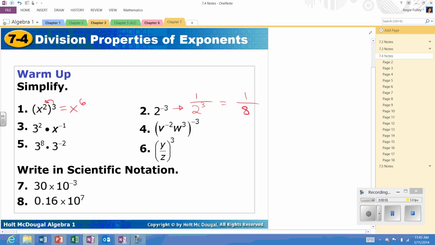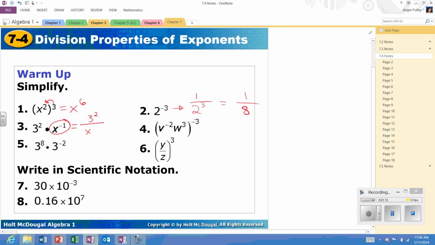Okay, for this next one, we need to move the x to the -1 to the denominator. The 3 to the 2 stays in the numerator, and all we do is we move the x to the first power down. If you want to write x to the first power, you can, but you don't have to since it's just the first power.